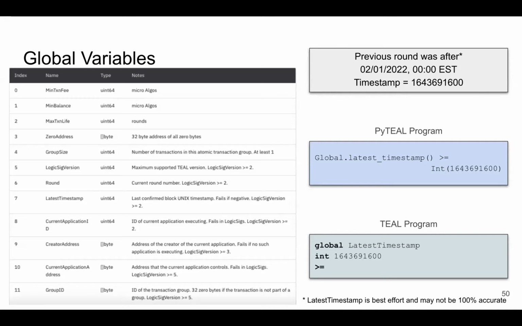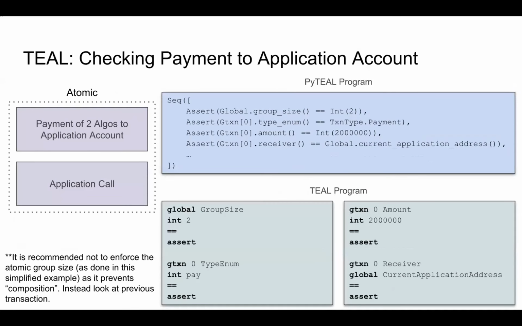There is a bit of a caveat: the latest timestamp is best effort and cannot be completely guaranteed, because the blockchain does not have access to the external world, so it does not know the time. But the block proposer can somehow indicate the time. It's a bit more advanced, but essentially you can do that. Short story, long story.